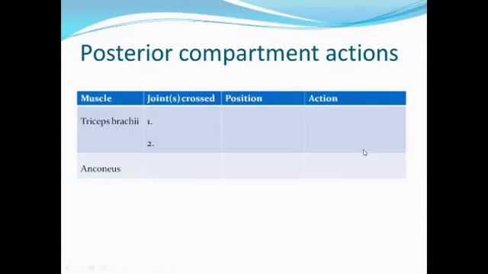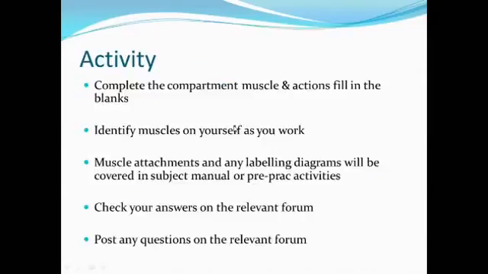So similar activity as for the anterior compartment: list the contents, triceps brachii and anconeus, state the joints that both muscles are crossing, position relative to the joint, and therefore work out the action of the muscle. So the activity that I want you to work on is to complete the muscle tables for both the anterior and posterior compartments and state the actions as you're filling in the blanks.